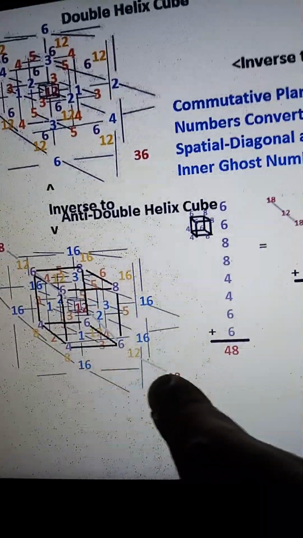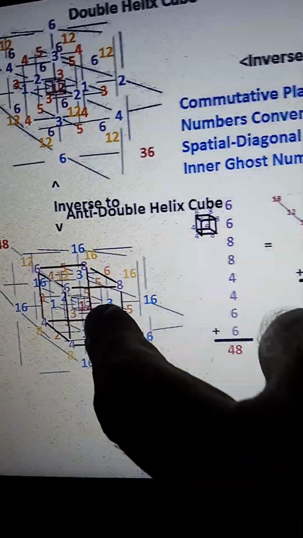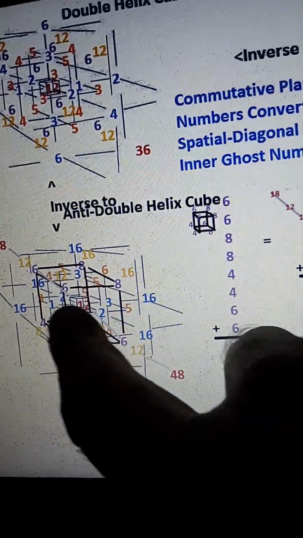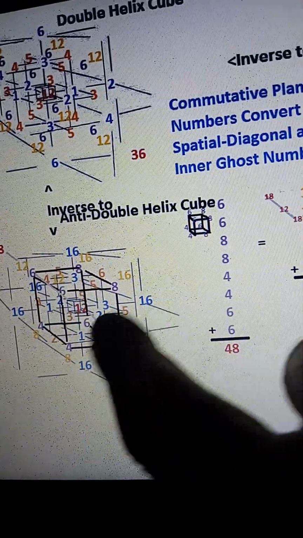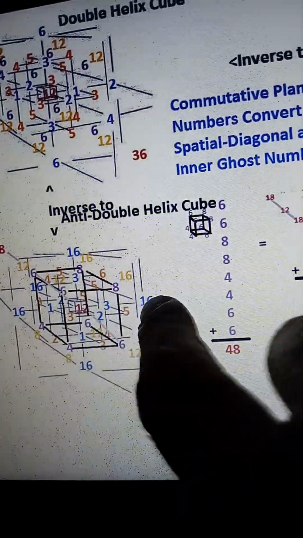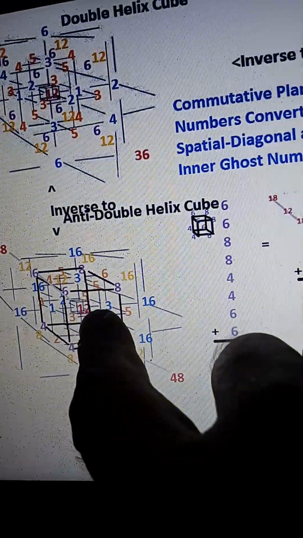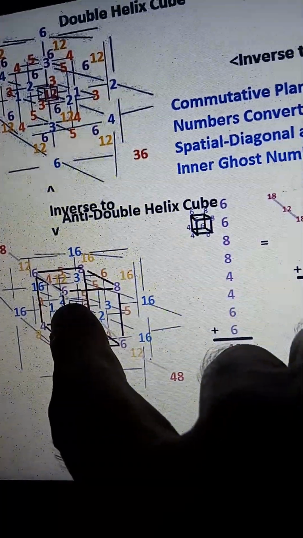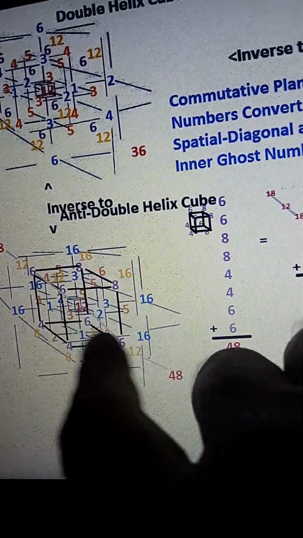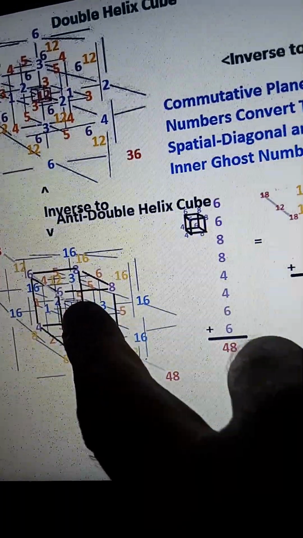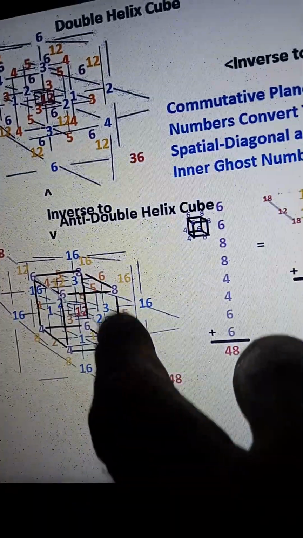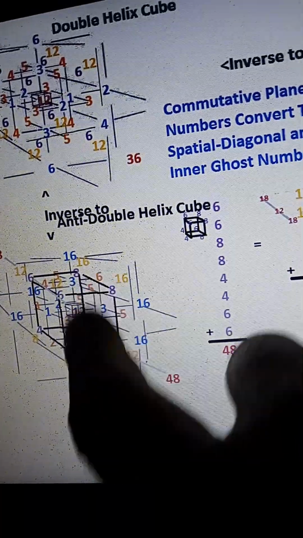The same as the spatial diagonal that includes the 12, because 12 is included in this commutative property going on in the planes. 1 plus 3 plus 12 is 16 on both sides. 12 plus 4 plus 2 is 16 on both sides, and 12 plus 3 plus 1 is 16 on both sides.